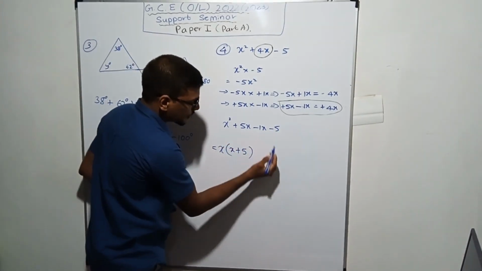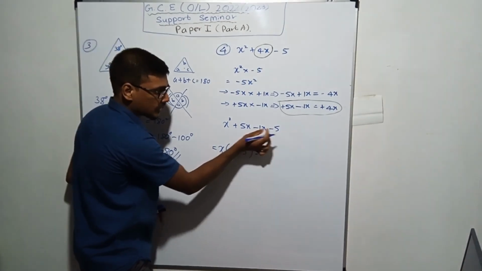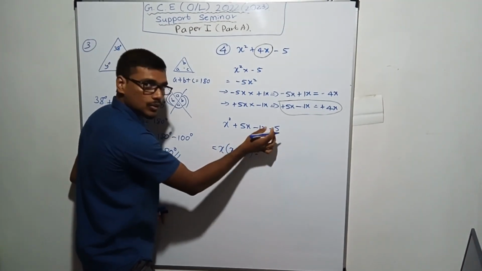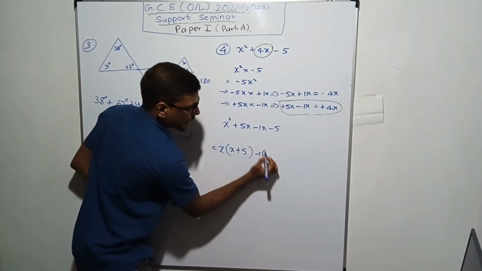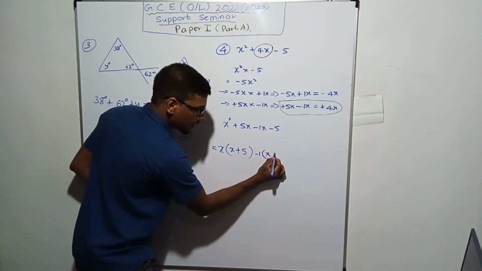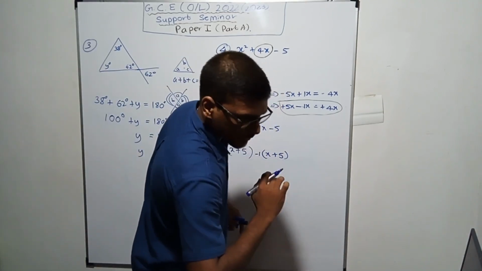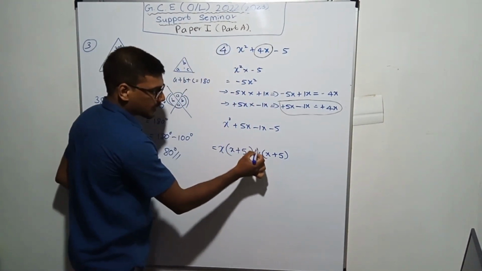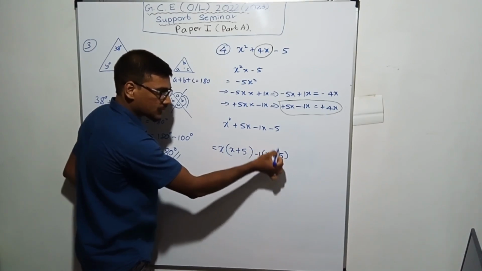Out of these two terms, what can you take out? Minus 1 is common. Out of minus 5, you can take minus 1 out. Then I will write minus 1 outside. The term remaining here will be x, and there it will be plus 5. You can double check by multiplying minus 1 times x is minus 1x, minus 1 times plus 5 is minus 5.